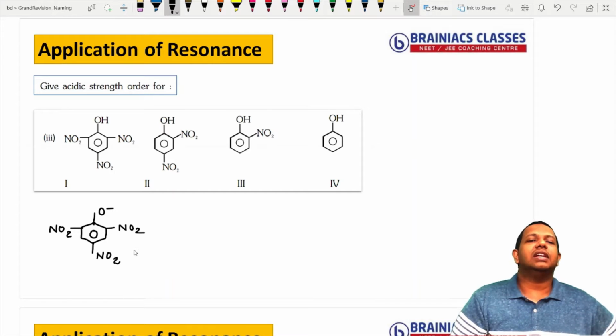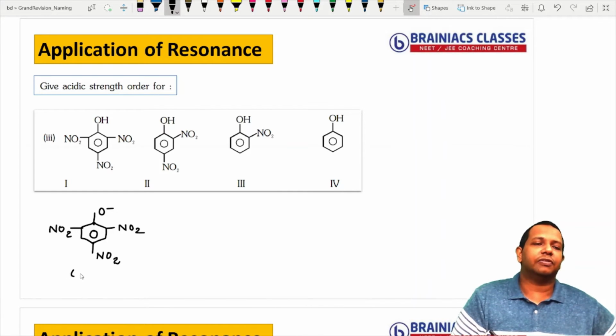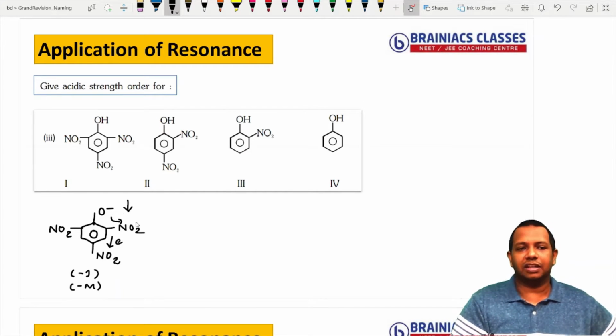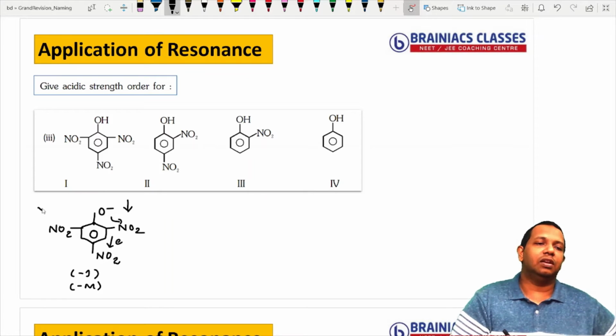Now we know that the three NO2 groups have what effects? Minus I effect as well as minus M effect. Through all these effects, all these groups will try to attract the electron. So here the charge density decreases very fast. That means it can donate the H plus. It will not attract the H plus back. So it is a very good acid. Very good acid. So what is its name?